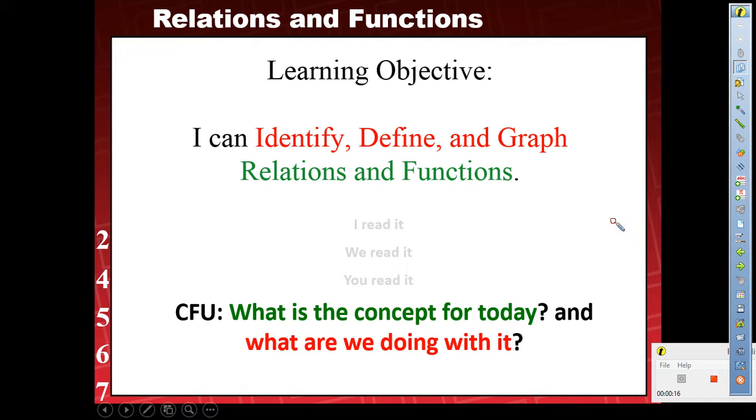Yesterday we started with two variable equations. Today we're going to continue, but we're going to look at a different area of two variable equations, which is called relations and functions. Okay? We don't need to clarify relations and functions with a Frayer model, but we do need steps. Copy these steps down, please.